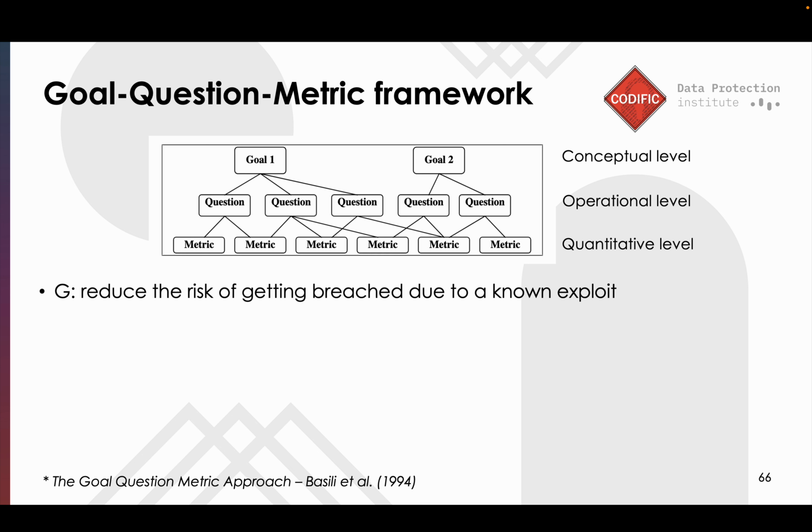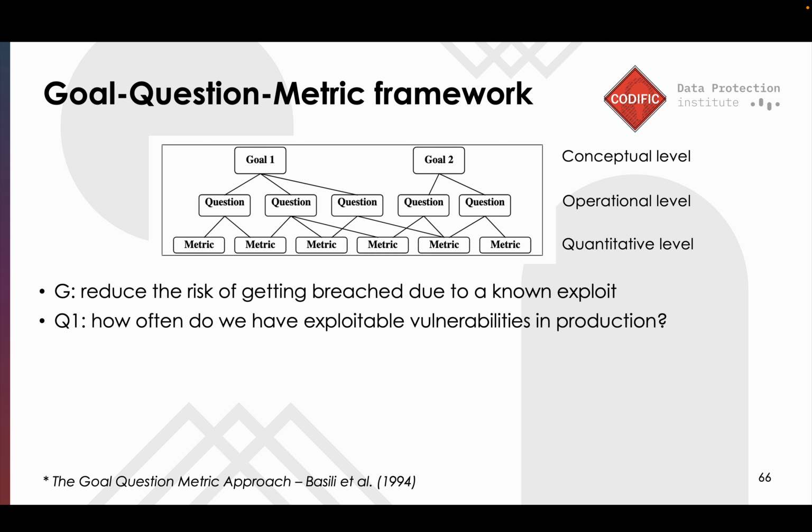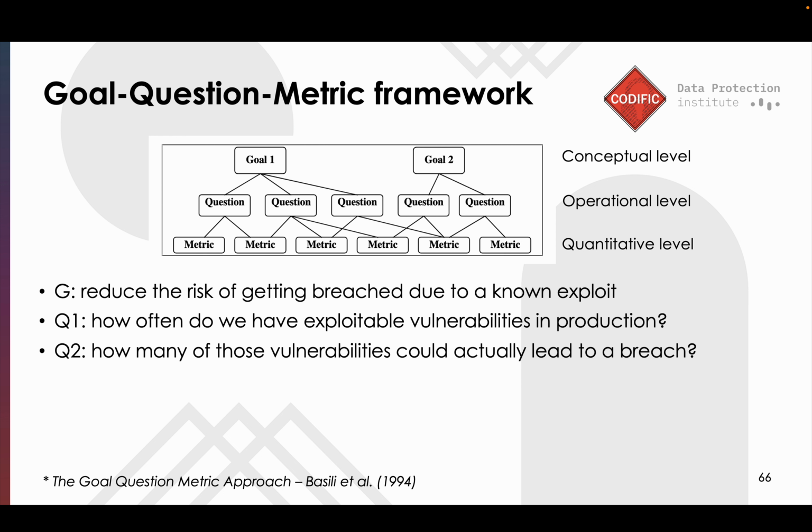Take the number of vulnerabilities from the previous slide. Our goal is actually to reduce the risk of getting breached due to a known exploit. That's a sample goal. It doesn't have to be exactly that, but that's a good goal. And to answer that goal, we need to ask the questions, how often do we have exploitable vulnerabilities in production? Not just low, medium, high, or critical. How many exploitable vulnerabilities are in production? And then how many of those vulnerabilities could actually lead to a breach?